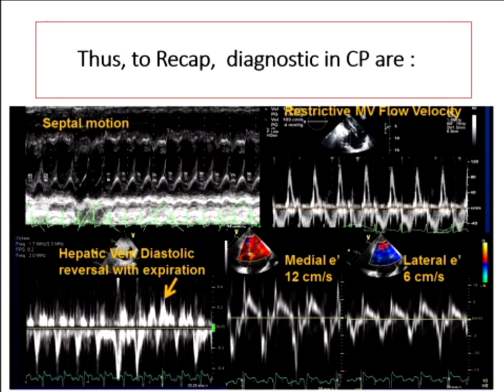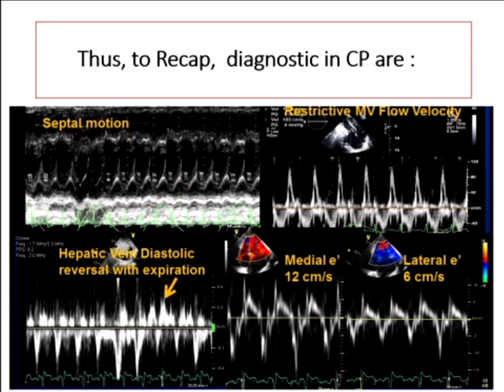So to recap, these are the four most diagnostic things that we look for in CP. We look for septal motion, as I told you. That's more or less the algorithm that we follow. We look at 1, 2, 3, 4 in that sense, clockwise. The second thing is to look for a respirophasic change in the flow. Third is to look for tissue Doppler.